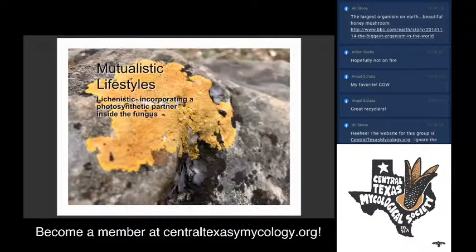Another really important mutualistic lifestyle are the lichenistic fungi, which we had a really great guest lecture about last month.